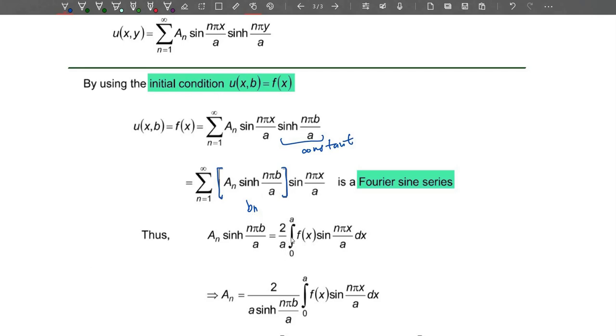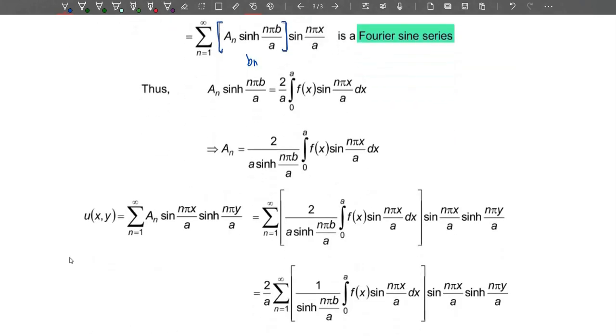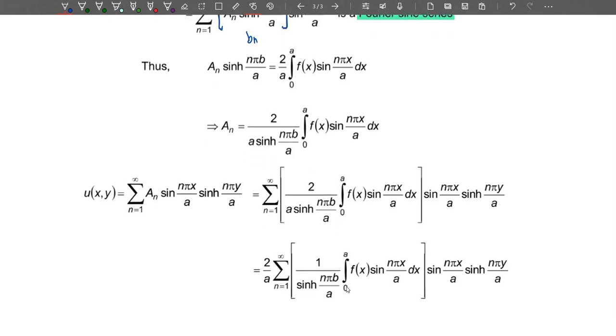Bn is 2 over a integrate 0 to a f(x) sin n pi x over a with respect to x. And An will be written as such. And lastly you just need to substitute into u(x,y) equal to this one. That means substitute the An coefficient that you have found here into this part, and this would be the final u(x,y) then.